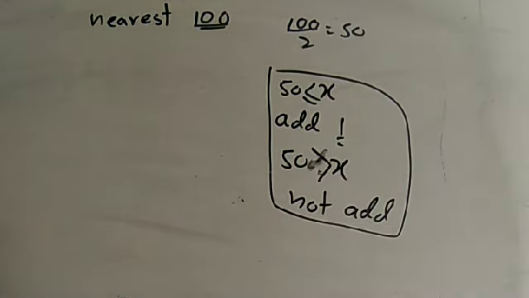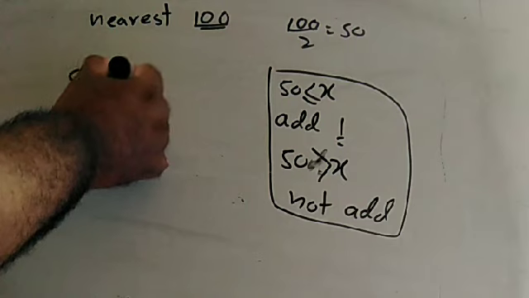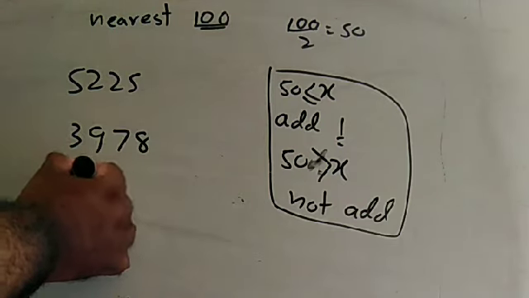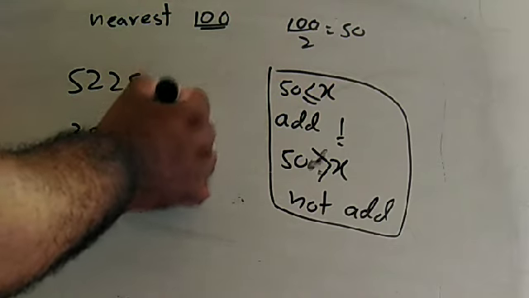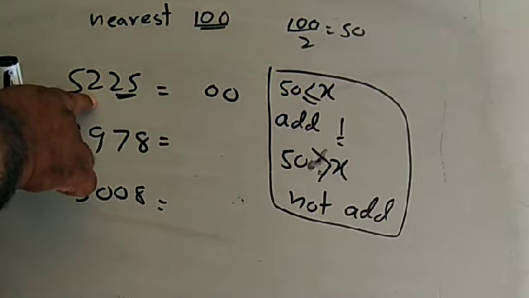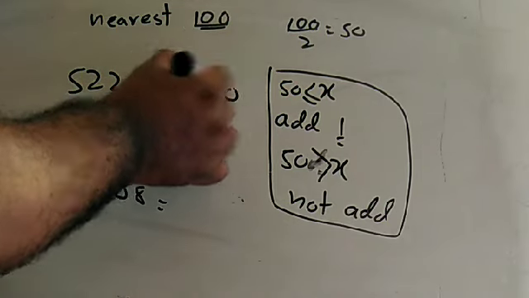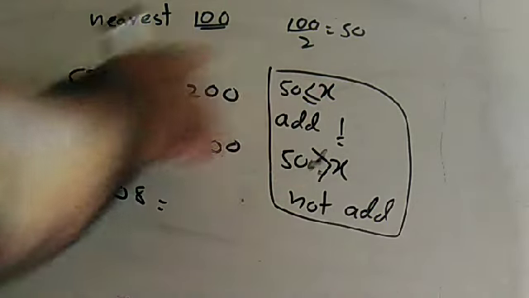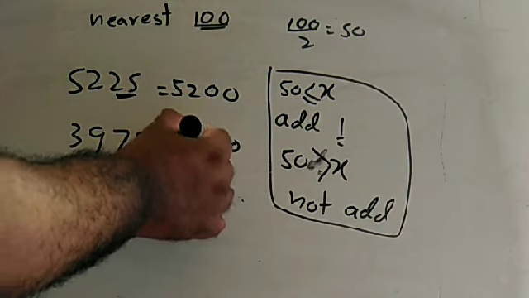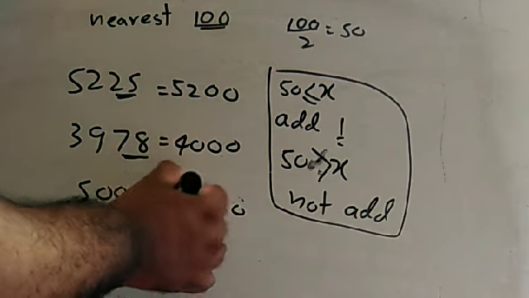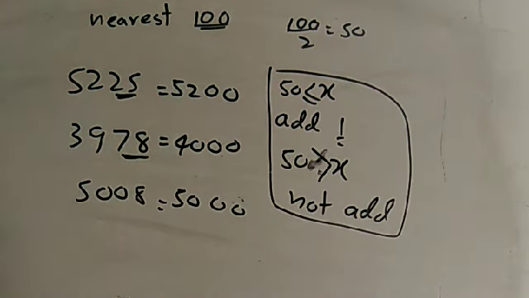Another one. Right. Tell me the answer. 5225, 3978, 5008. Right. Then tell me. 25 is the last two digits, so double zero, not add, 52. Then 78 is above 50, 39 plus 1, 40, then add double zero. 08 is below 50, then 50. Understand? Right. Okay.